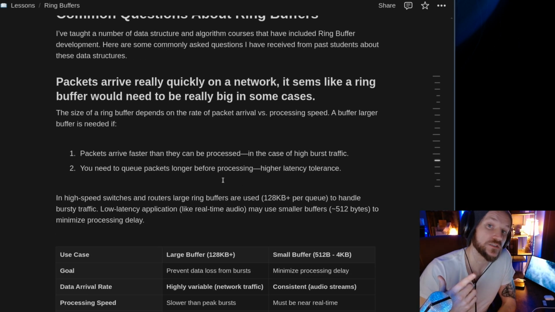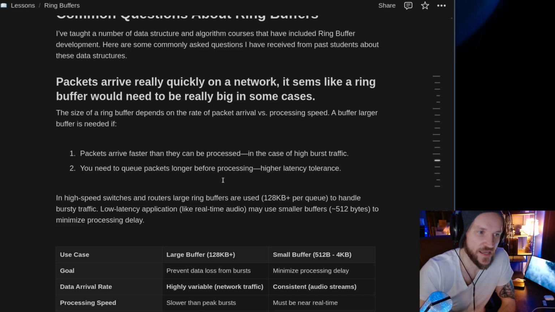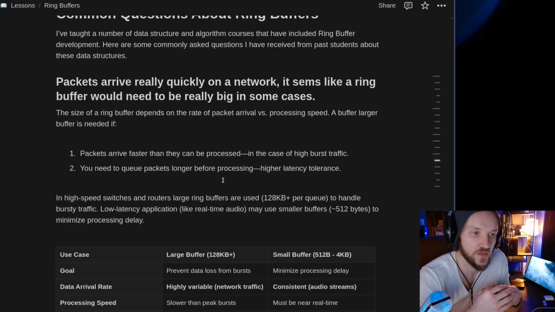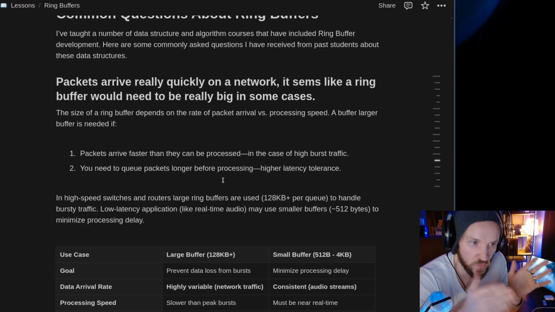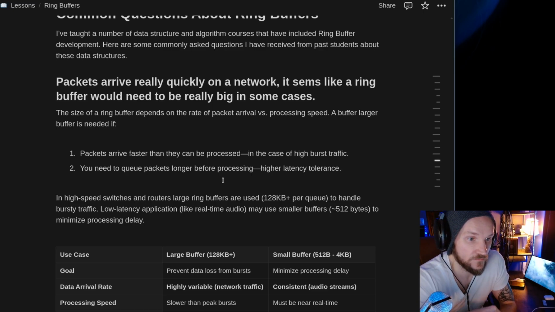Like I said earlier, there's this assumption that ring buffers need to be huge. This is something that students have a problem with, right? Packets arrive really quickly on a network. It seems like a ring buffer would need to be really big in some cases, right? Now, the size of the ring buffer depends, like I said, on the rate of packet arrival versus processing speed.